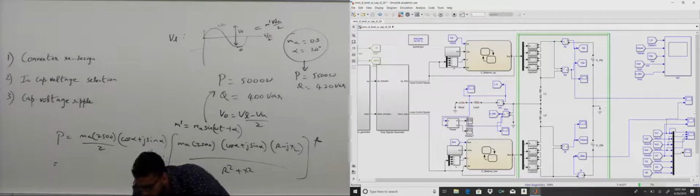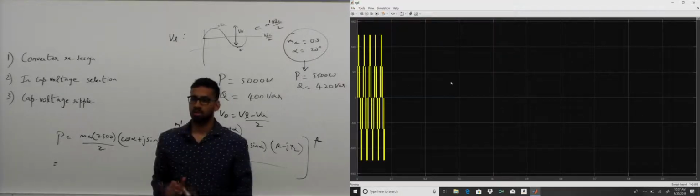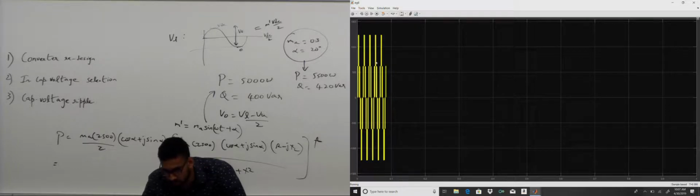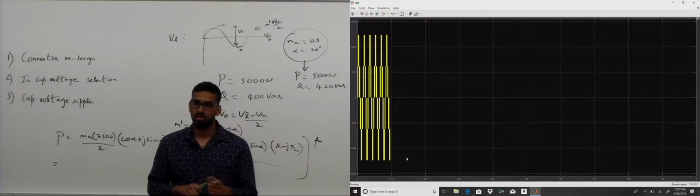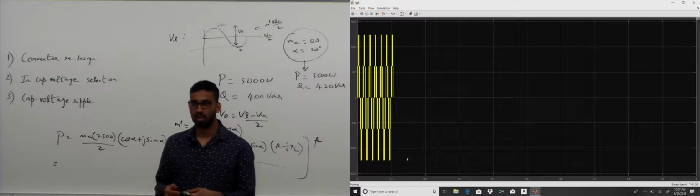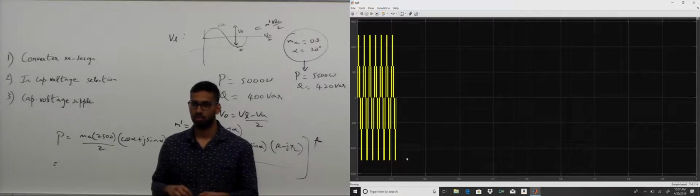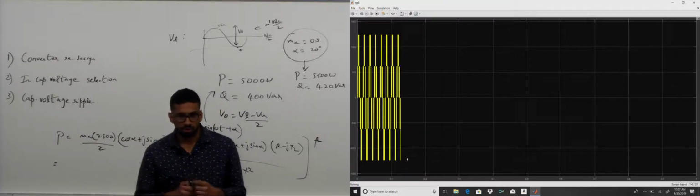If you look at the output waveform here, we have 4 submodules per arm. How many levels do you see here? Totally you have 1, 2, 3, 4, 5 levels. How many levels do we know we can get with 4 submodules per arm? 2 and, yes, 9, right? So we are not using all levels. This is a very poor output voltage waveform. It has higher harmonics. Do you know why we only get low levels? I guess it has to do with the low modulation index.